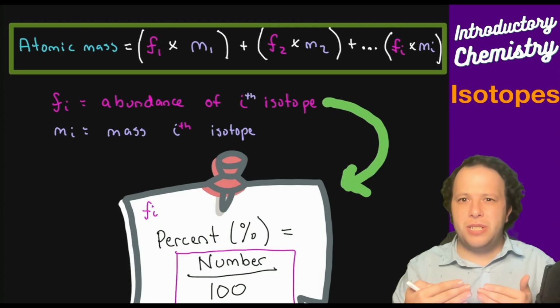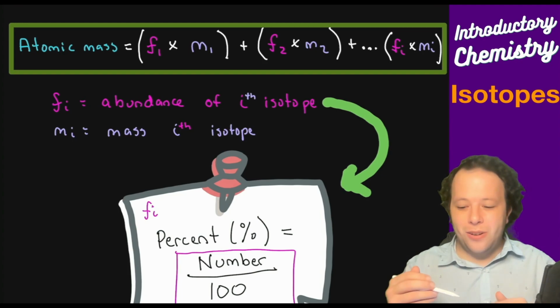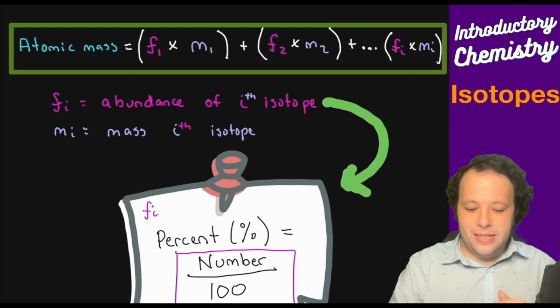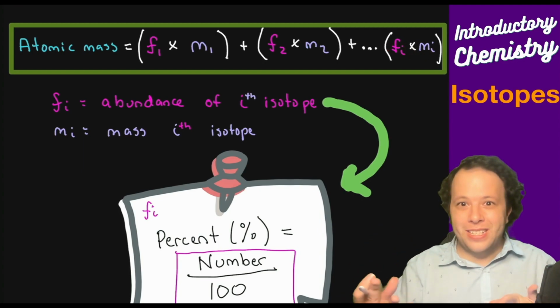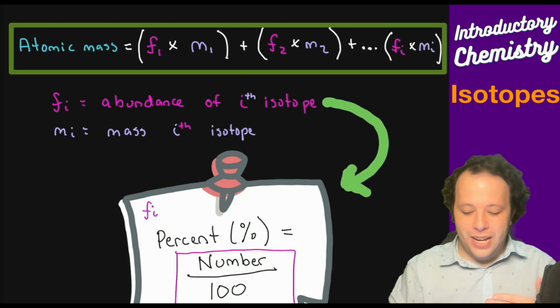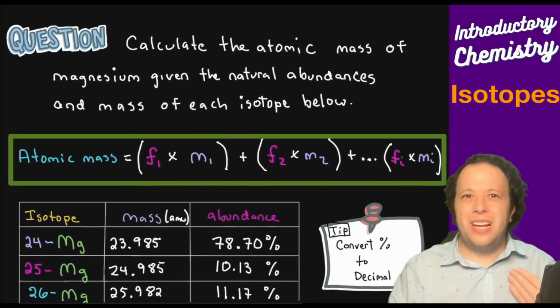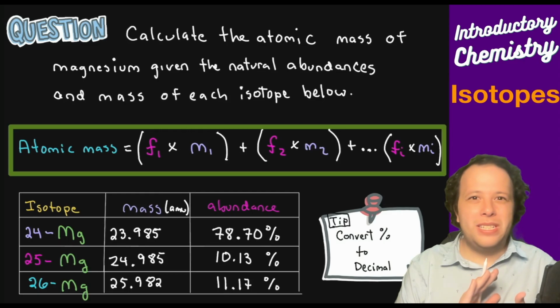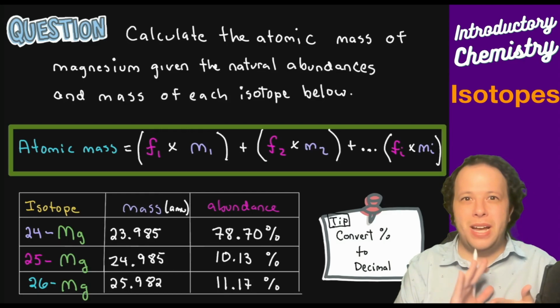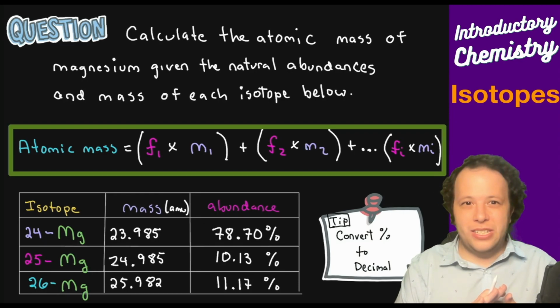So you're always given the percent and the actual mass for that isotope. We take all those values and add them to the abundance and the mass of the next isotope, and we keep going until we run out of isotopes. It's a general idea on how to use this. So let's look at a specific example of what this looks like. A problem like this one says, calculate the atomic mass of magnesium given the natural abundances and mass of each isotope below.